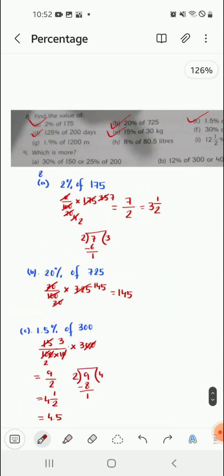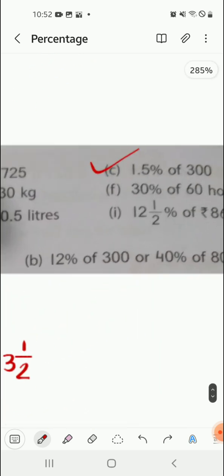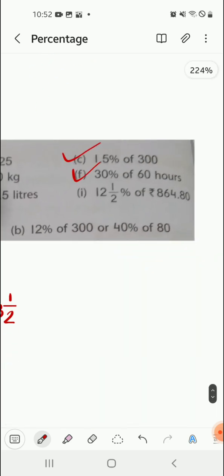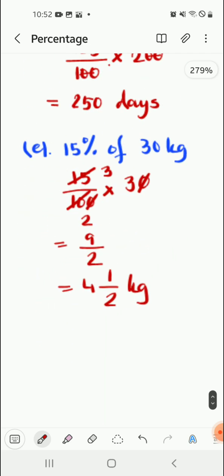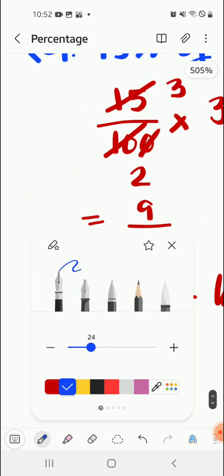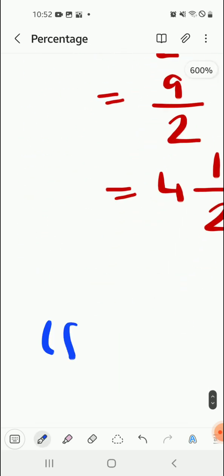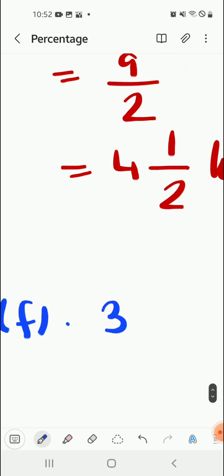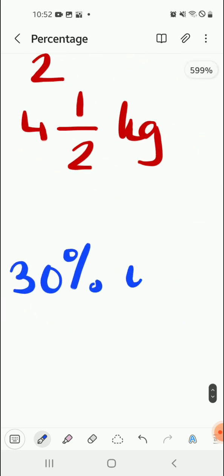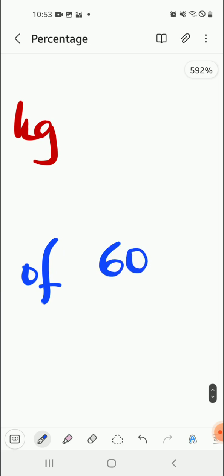Moving on, number F. See, we've got 30% of 60 hours. So let's write 30% of 60 hours.